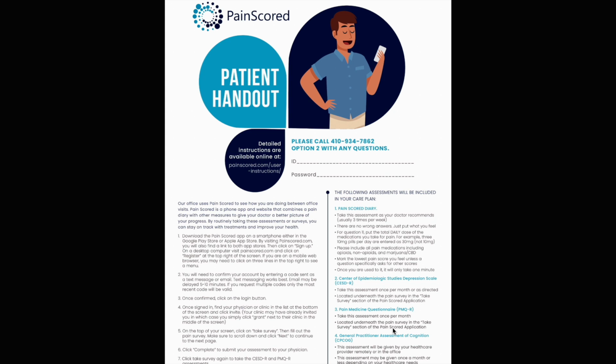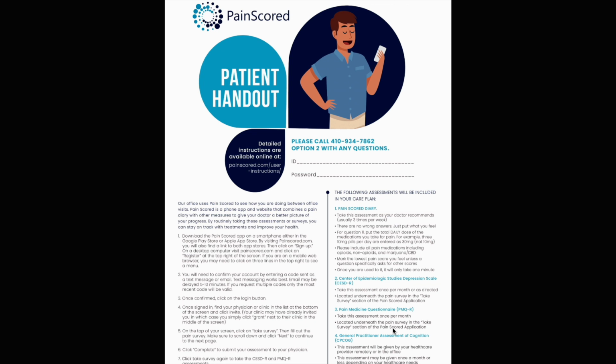You're going to use the application by downloading the app from the Android or Apple App Store. You can go directly to the App Store, type in Pain Scored, PAINSCORED, and download it. You can also go to our website, www.painscored.com, PAINSCORED.com, and you'll see a link on the home page to download the application. Just click through and follow the instructions to download from the App Store.